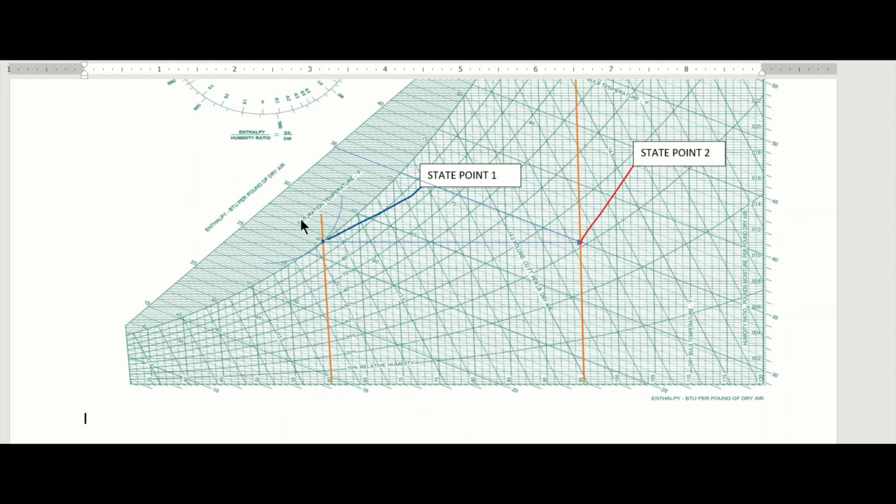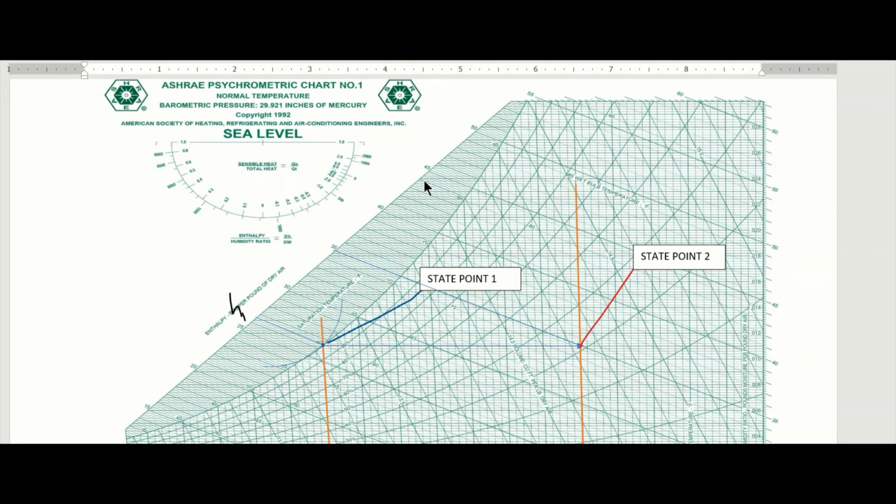All right, come back to my chart for my H1. To get my H1, I use my state point 1. Again, take your ruler and your pencil, and draw a parallel line to the enthalpy lines from state point 1. Look at this, you draw a parallel line. So that is my H1, and here is my H2.